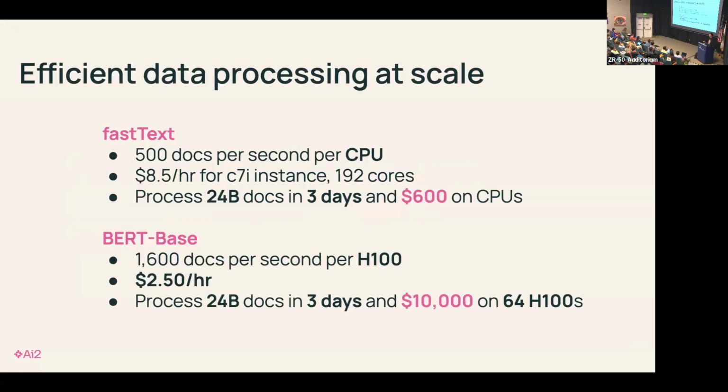I'll give you an example. You don't need to use 7 billion parameter models. You don't need to use 70 billion parameter models. You can use a linear model like fastText. FastText costs like $600 on some random EC2 instances that you can get to process all of Common Crawl. BERT, considered a small model, takes like $10,000 and you still need 64 H100s to process this. I'm not even giving you the math for a 7 billion parameter model. The costs start going through the roof if you want to process Common Crawl.